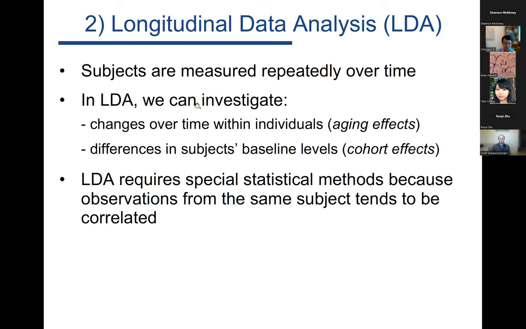So in longitudinal data, because you have these repeated measures, it allows us to assess changes over time. If you look at the baseline, it also gives you some idea of the cohort effects, meaning at the baseline, how different people's BMI is correlated with their lifestyle factors at the baseline level. But you are also able to assess changes. Longitudinal data analysis needs special statistical methods because observations from the same subject tend to be correlated.